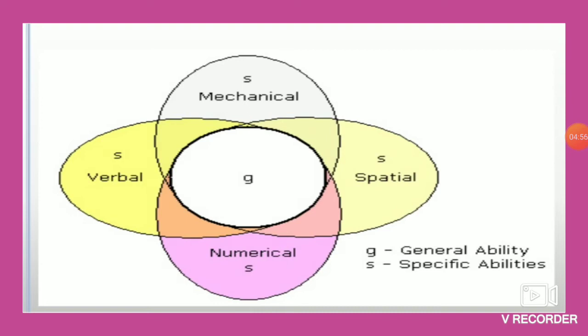You can see here the general ability is the ability which is actually required in performing all the tasks, whether it is a special skill or whether it is a general problem solving. In all the abilities, general factor is required. So it is this general set of abilities. Specific abilities, you can see, are spatial, mechanical, verbal ability, numerical ability. So these are specific abilities, right?